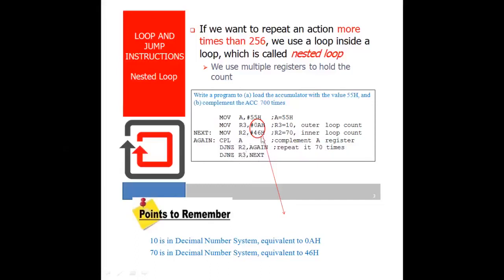Okay, so 70 means this inner loop will rotate for 70 times, and the outside loop will repeat the same function 10 times. Therefore we are getting 70 multiplied by 10, so 700 times it is complementing the value which is stored inside the accumulator. But don't forget this concept that whenever I'm writing using pen and paper, I shall specify the hex value inside the counter. Okay, so it is good practice.